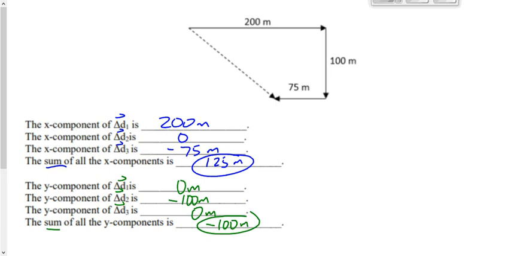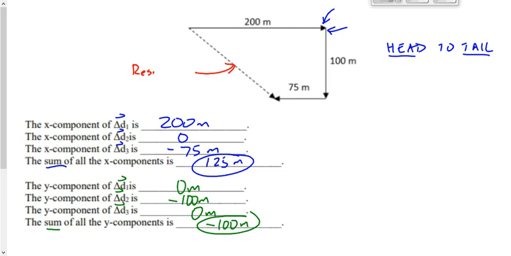Now what I want to do, and pay really close attention to this, is draw a new vector diagram. This is a vector diagram. Vector diagrams must be drawn what we call head to tail. The head of one vector is drawn next to the tail of another vector. Make sense? Except the resultant.